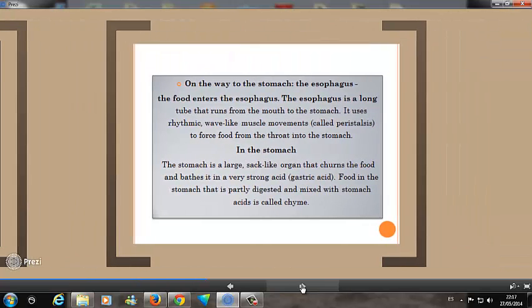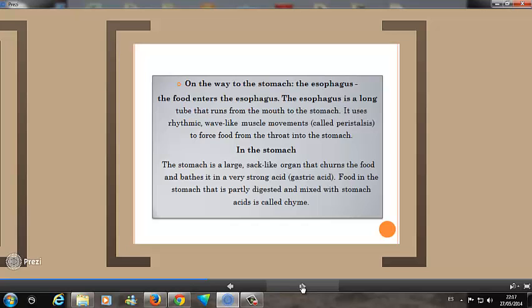On the way to the stomach, the esophagus: the food enters the stomach. The esophagus is a long tube that runs from the mouth to the stomach. It uses rhythmic, wave-like muscle movements called peristalsis to force food from the throat into the stomach.